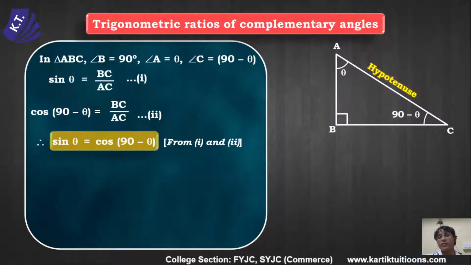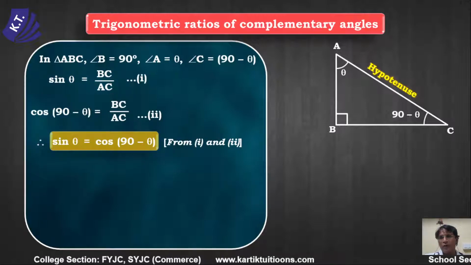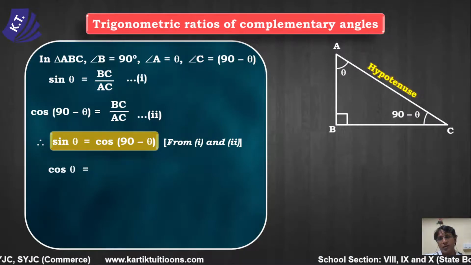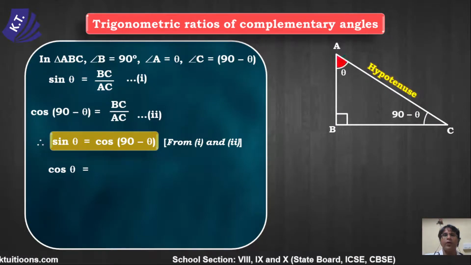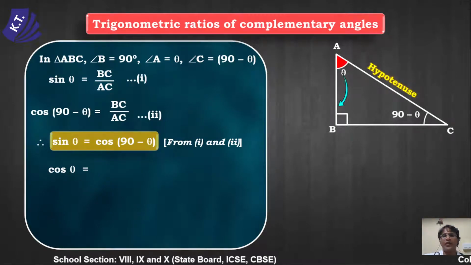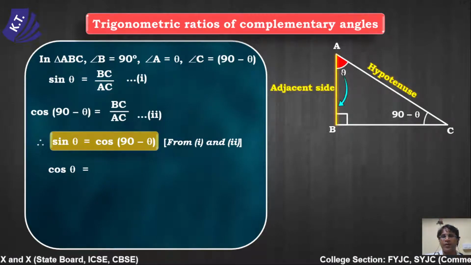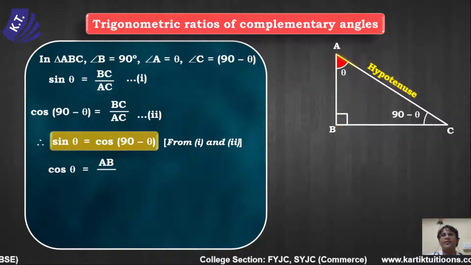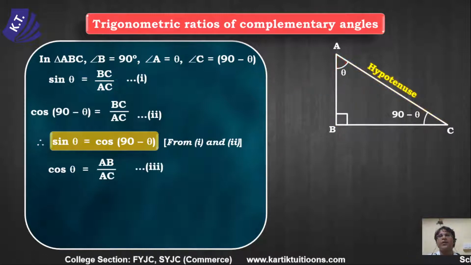Now let us cross check. If I talk about cos theta this time, we know cos is what? Adjacent upon hypotenuse. For theta the adjacent side is AB, so it becomes AB upon AC. Let this be equation number 3.